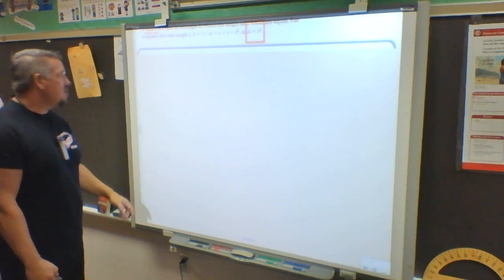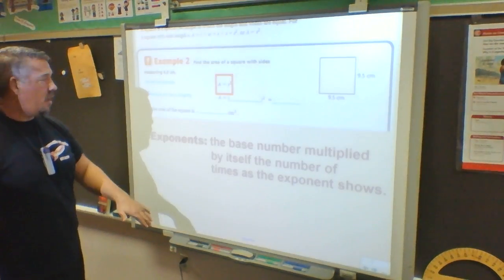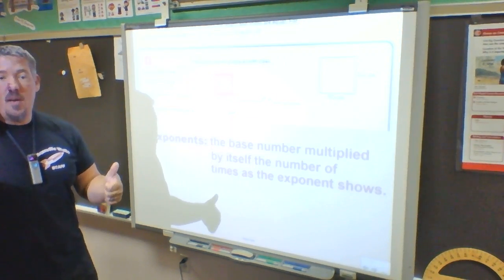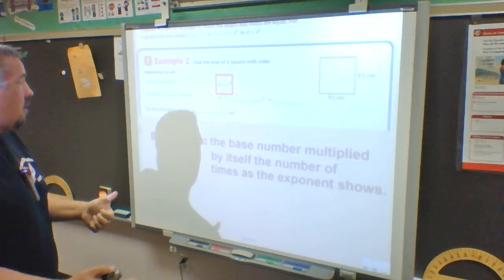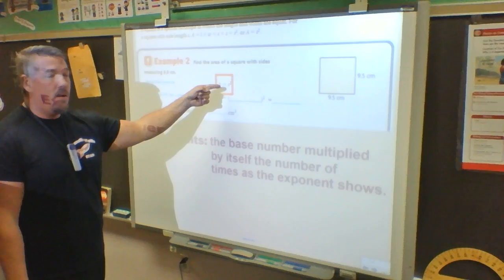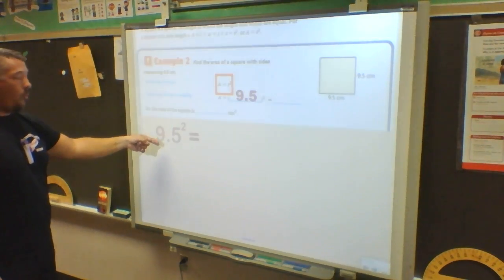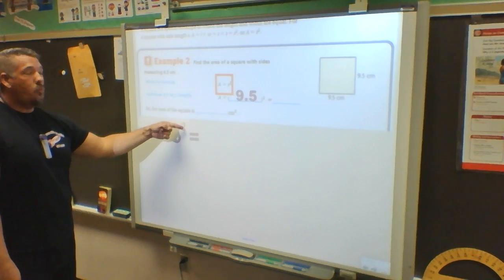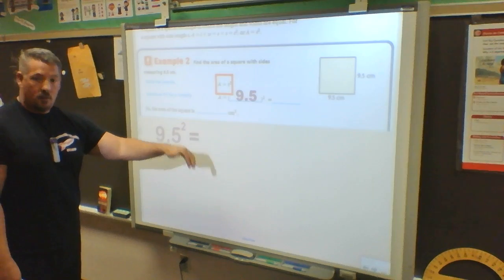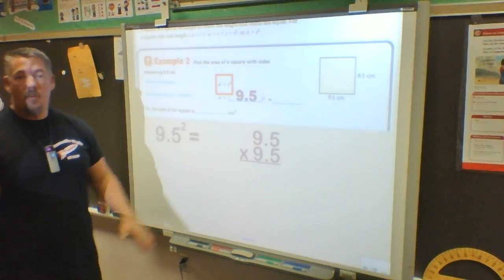Well, s squared just simply means that I'm going to multiply. So my exponent, once again, tells me that my base number is multiplied by itself however many times the exponent tells me. So whatever the s is equal to, I know that I'm going to multiply it by itself, so it'd be s times s. In this case, it's 9.5 or 9 and 5 tenths squared. And 9.5 squared looks like 9.5 times 9.5. So I would set that up as my math problem.